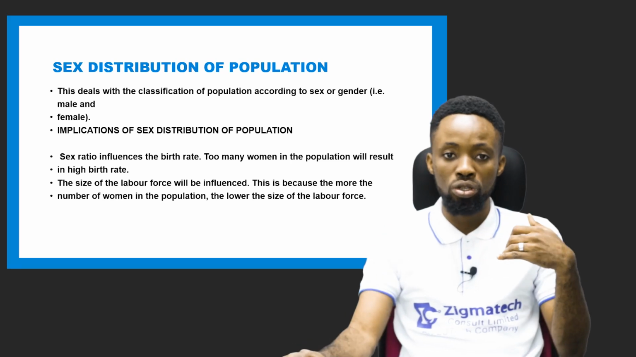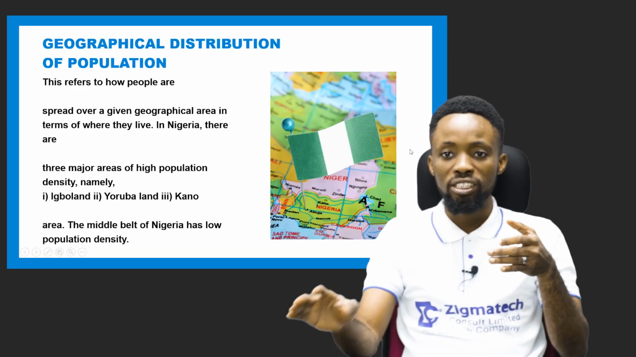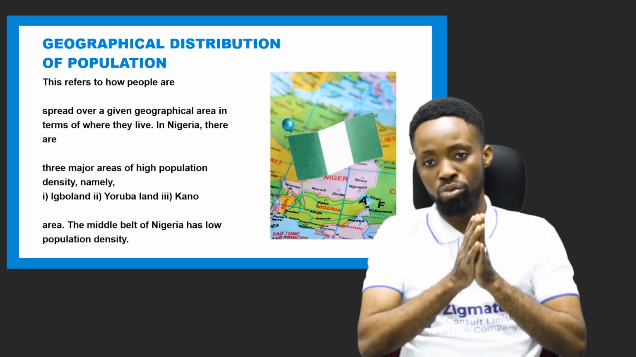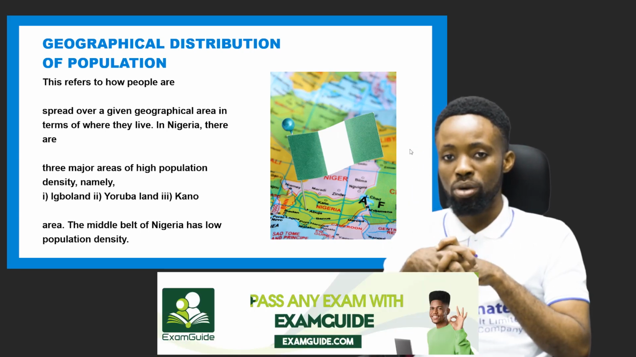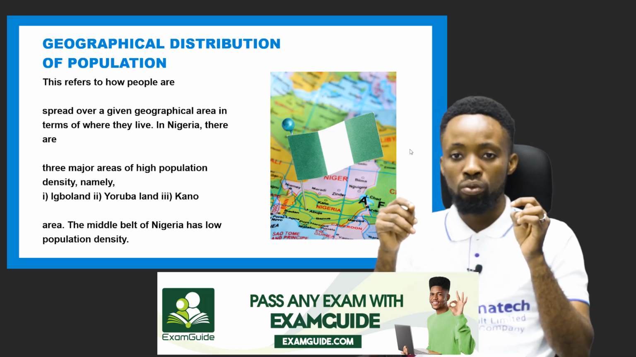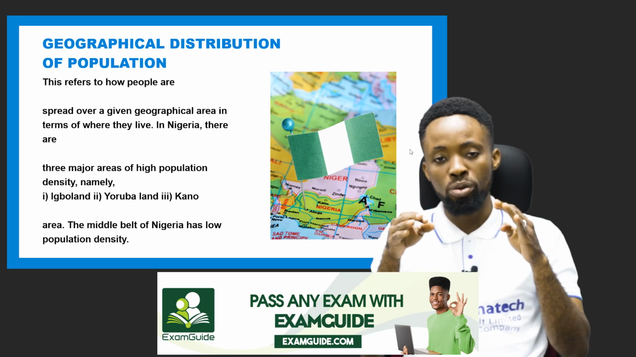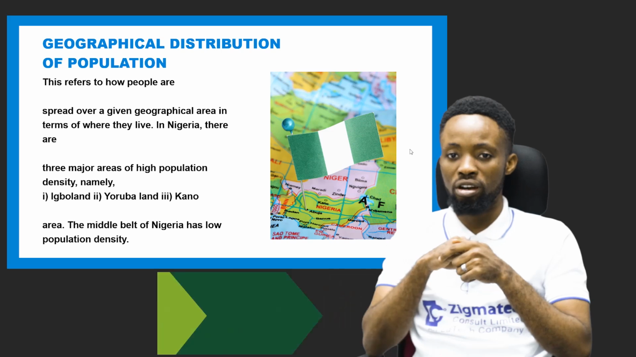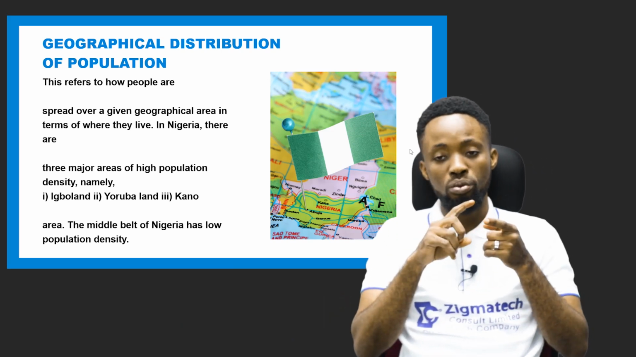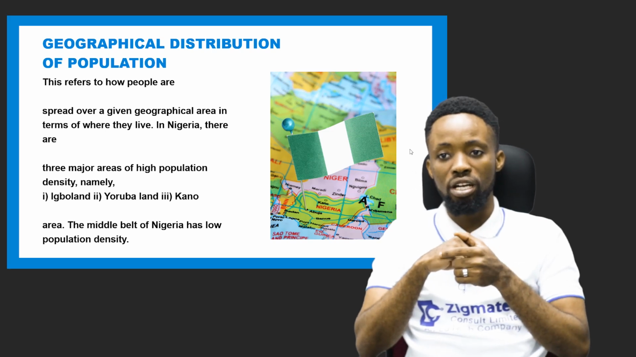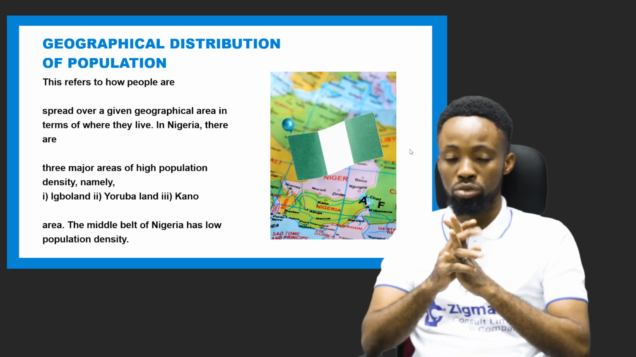of females will have a lower size of labor force, especially when it has to do with industries where the work is usually strenuous. Now, let's look at the geographical distribution of population. When we talk about the geographical distribution of population, we are actually talking about how people are spread over a given geographical area in terms of where they live.